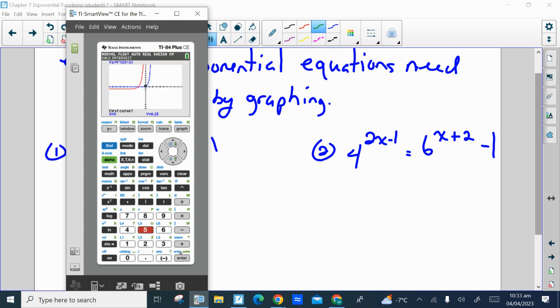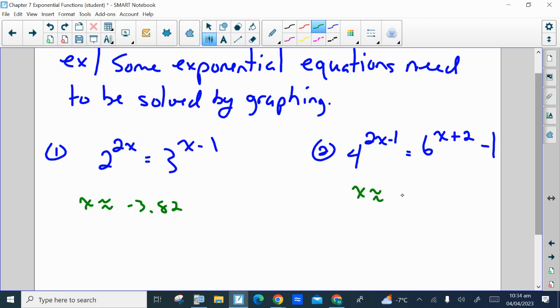Second function trace, number 5 for intersect, enter, enter, enter. Looks like 1.99945, it looks like, but let's quit out of there and bring that x value back. So yeah, we'd have to round that to negative 2. But it's an approximation, so we use those squiggly brackets.